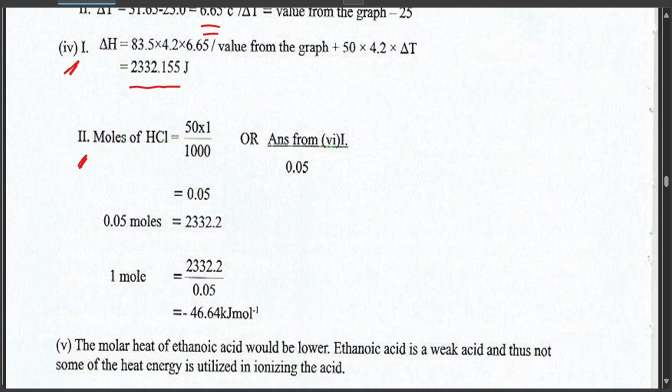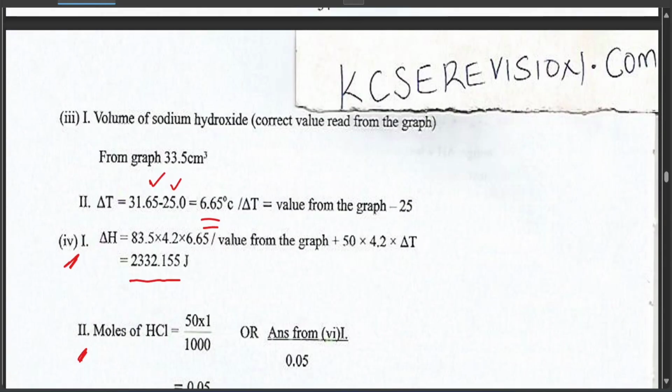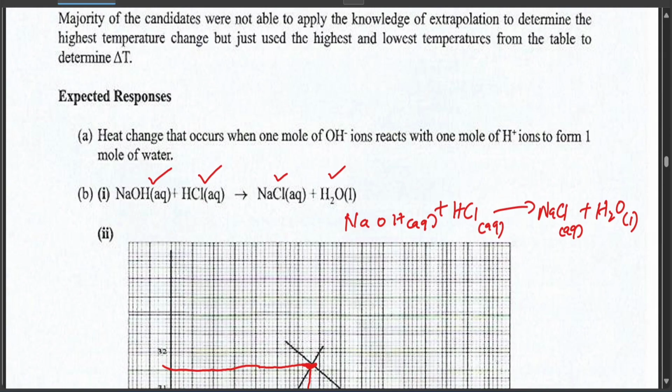But my main concern was on the weaknesses of the students. They failed at identifying the change in temperature. They also failed in locating the neutralization point and so on. Now for the last question, it was asking about ethanoic acid. So let me answer that for you.